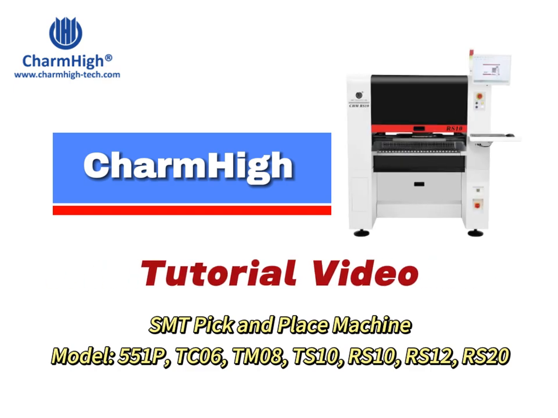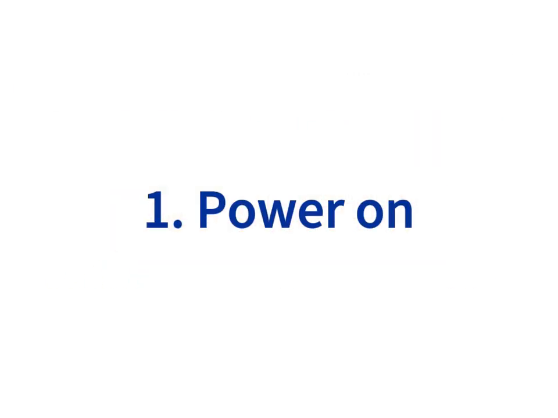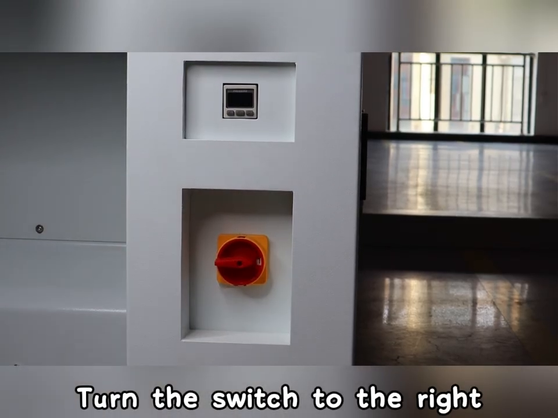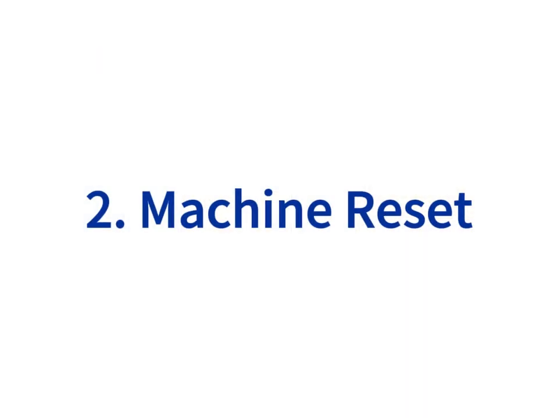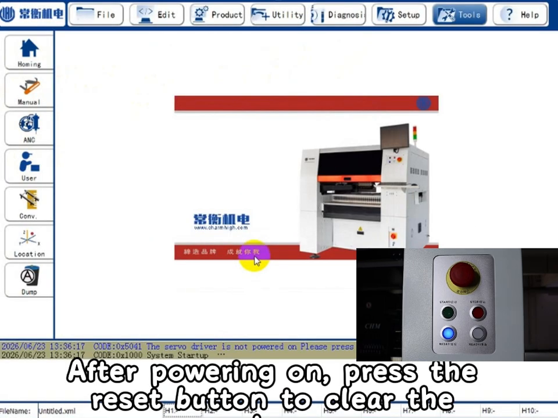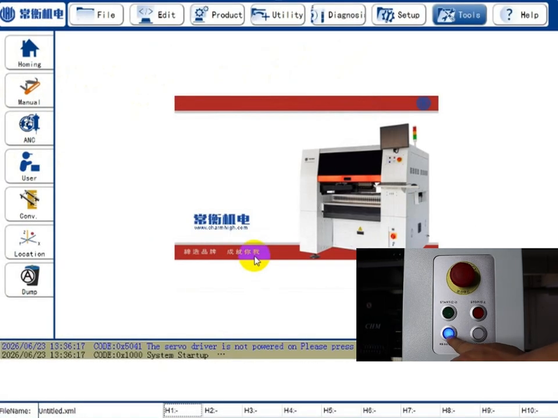Charmhigh tutorial video. 1. Power on. Turn the switch to the right. 2. Machine reset. After powering on, press the reset button to clear the alarm.